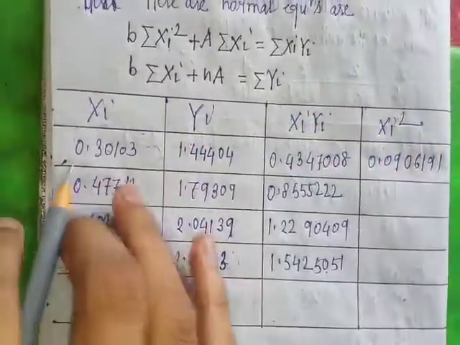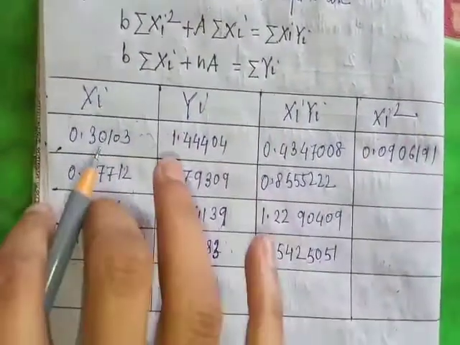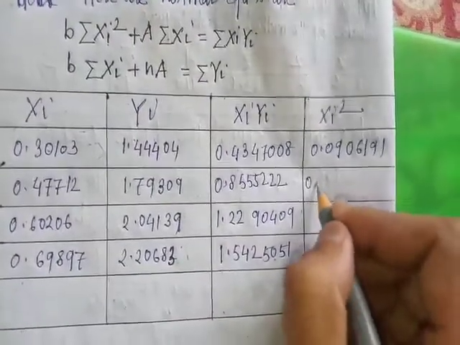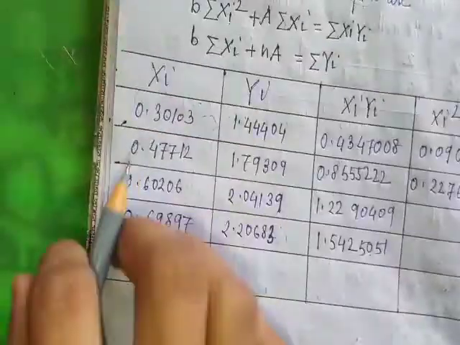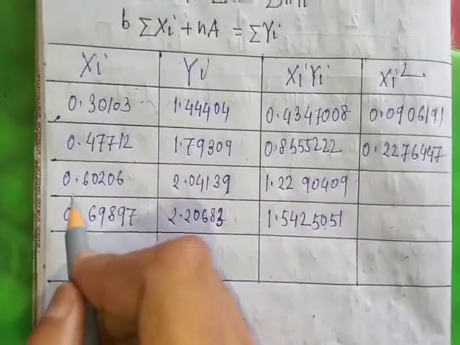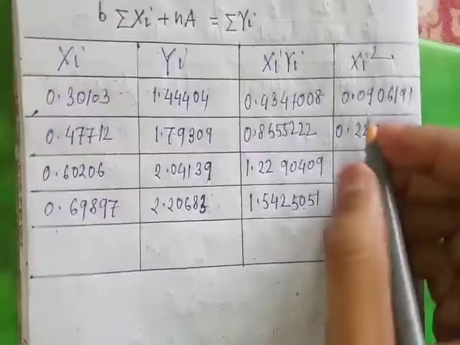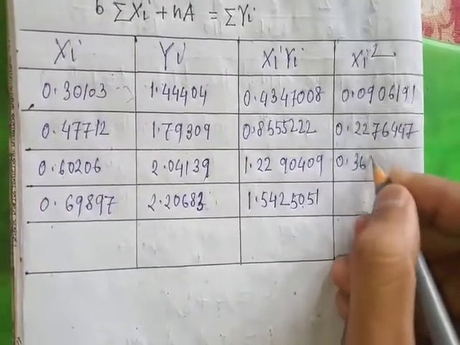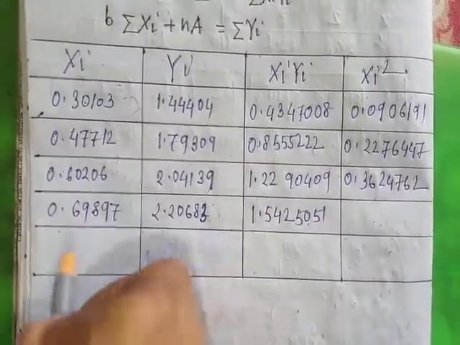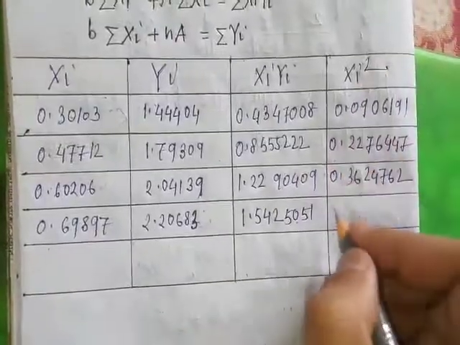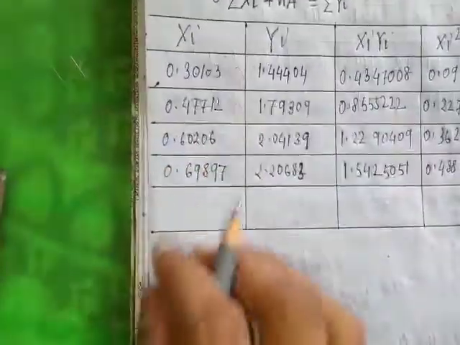Then xi square: this square, we get 0.09069191. This x2 square means this square. So the value of this square is 0.2276447. The value of x3 square, means 0.60206 square, so it's 0.3624762. The value of this square, x4 square, we get 0.4885591.